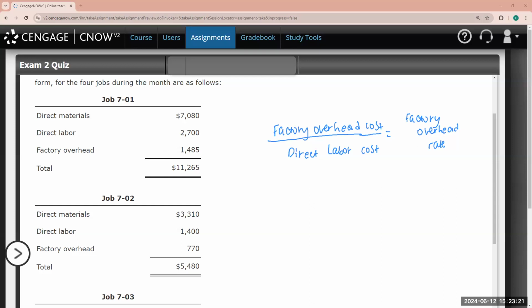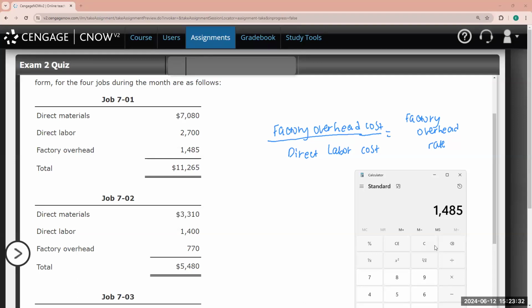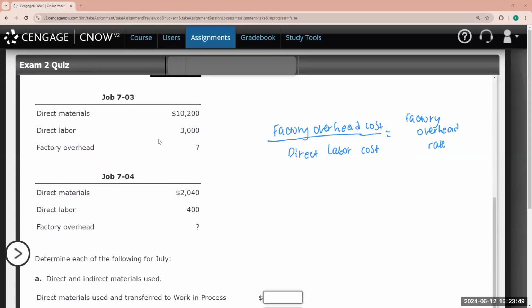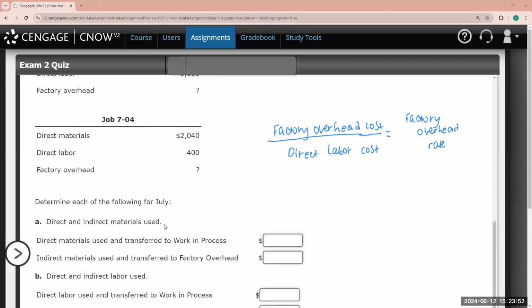So if we use this example, our factory overhead is 1,485,000 divided by 2,700. And that gives us a factory overhead rate of 55%. If we do the same thing for job 2, 770 divided by 1,400 gives us 55%. So us knowing this information is going to help us as we solve for job 703 and 704.